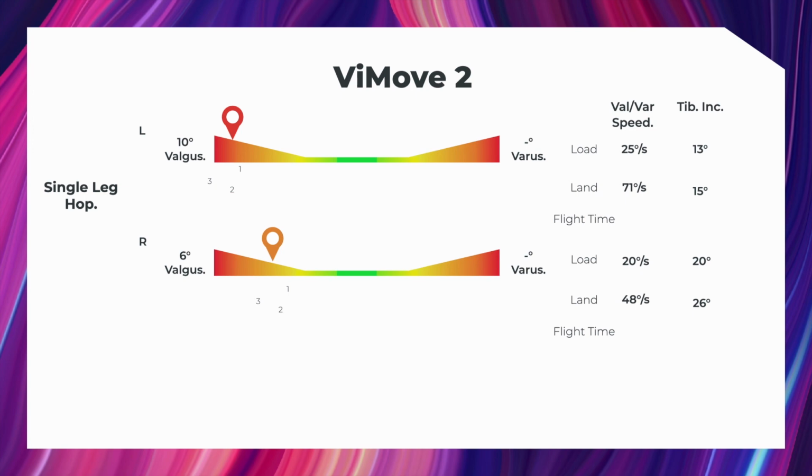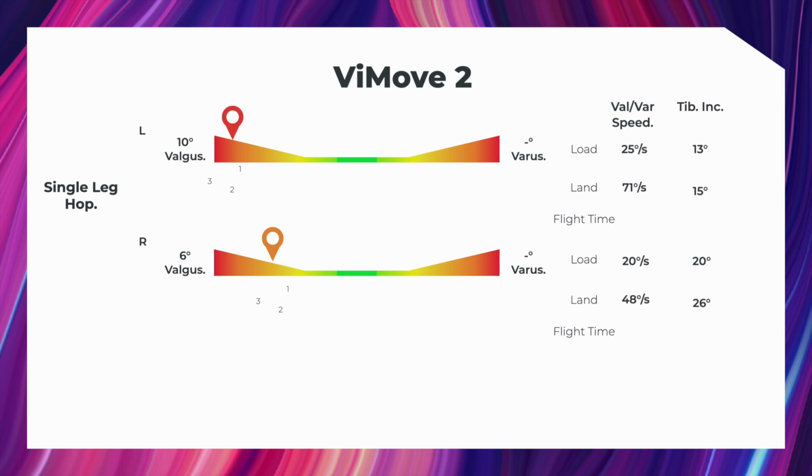So we look at the right side. Now, the right side was a bit of a surprise because actually the right side wasn't great itself. We've now dipped outside of the green. We've got a 6 degree valgus, and again, a bit hunched. Those numbers are together, but they're together in the wrong section of the scale.